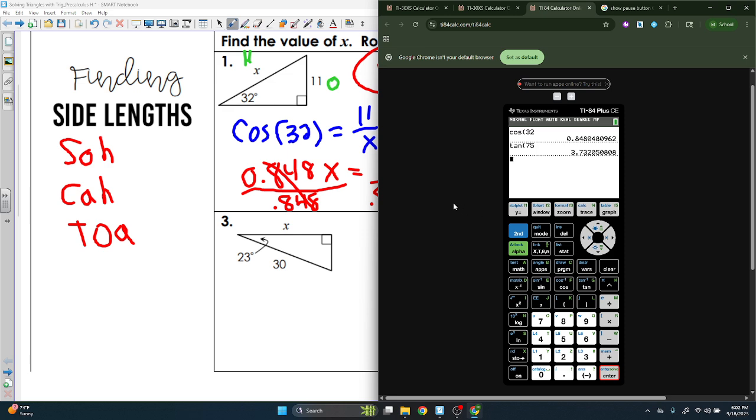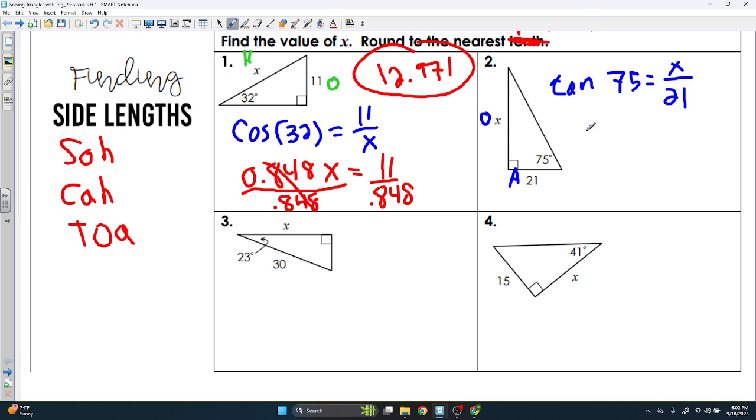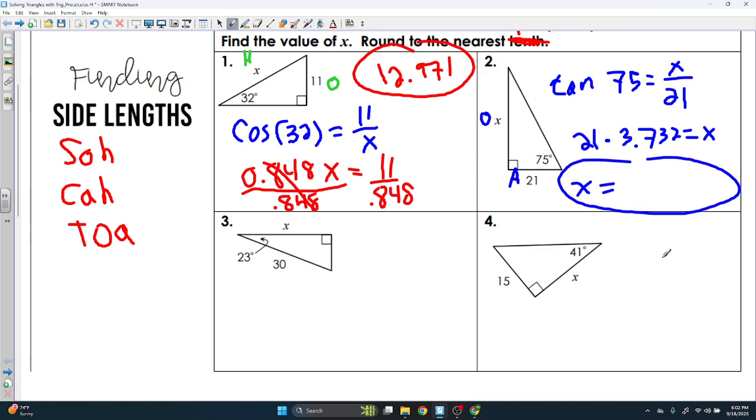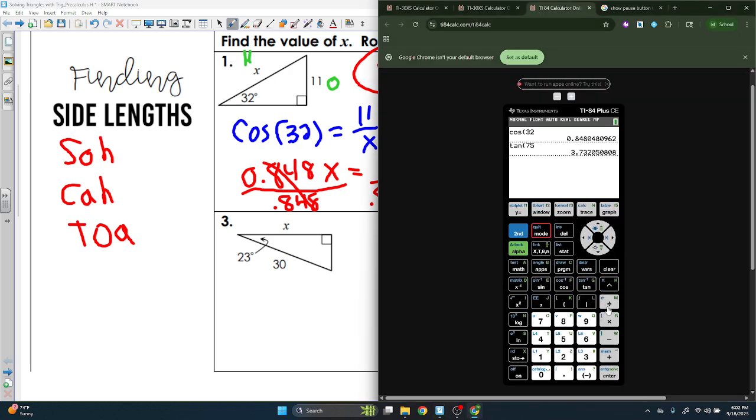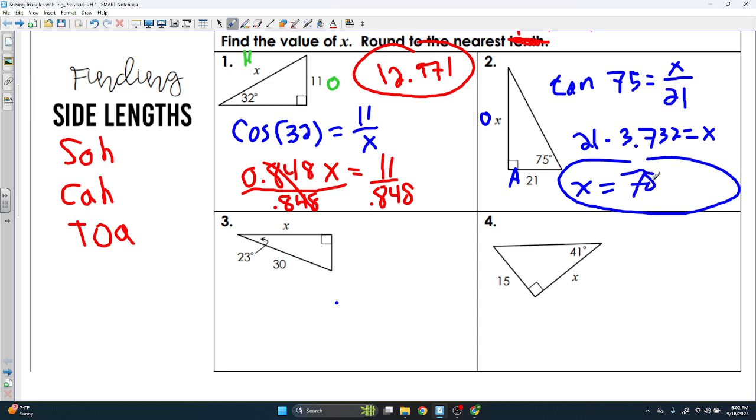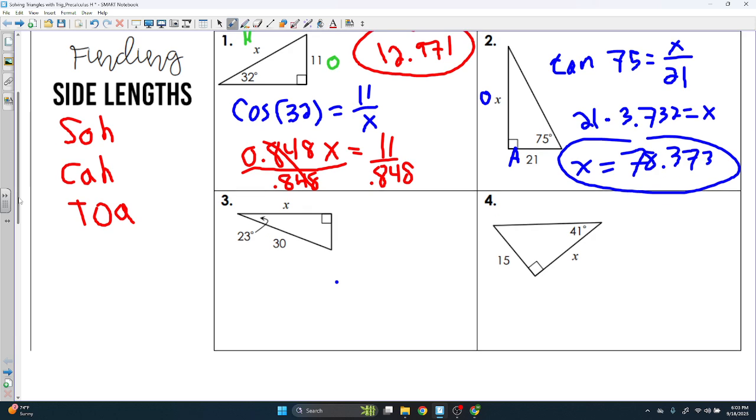There we go. So 3.73, we're still in degrees here. 3.732. So it's going to be 21 times 3.732 equals x. So x will equal, just take that and multiply it by 21. 78.373. Okay, so hopefully not a big deal for you. Let us keep on going.